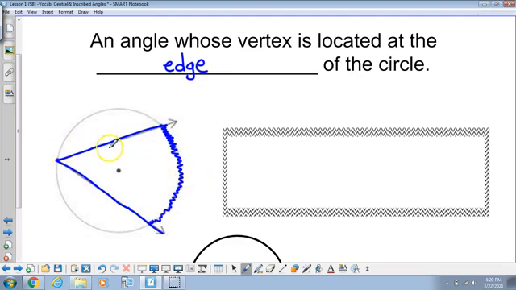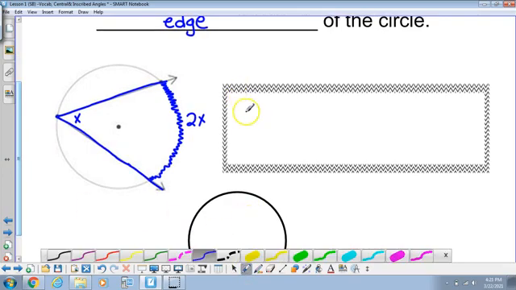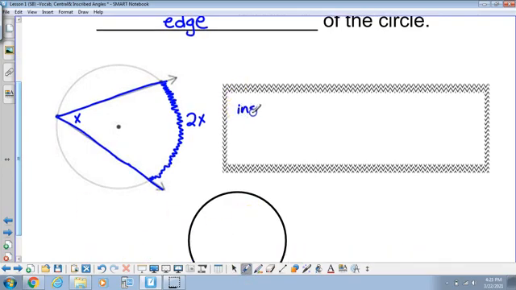Now there's a relationship between these two parts, but it's not the same as a central angle. An inscribed angle is half of its intercepted arc. So this might be x for our angle, and then the arc would be 2x. And I'm going to write that in two different ways, actually. The first way is saying that the inscribed angle is equal to half of the intercepted arc, or the intercepted arc divided by 2.